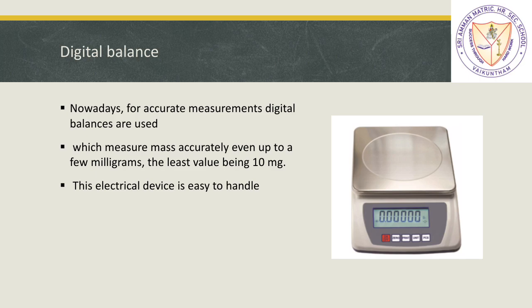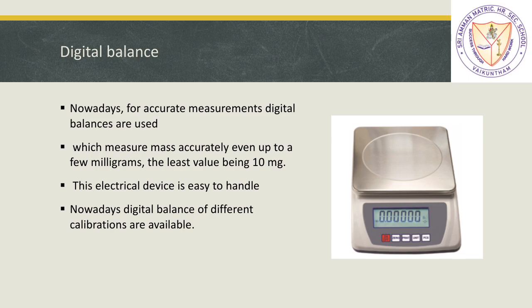It is an electrical device, because it requires electricity. An electrical device is easy to handle. We need not keep it inside a glass box like the physical balance, and there should not be any air blowing over there. If there is any air, the hung plates will start to swing. Much of those problems will not be there in the case of the digital balance. It is very easy to handle.